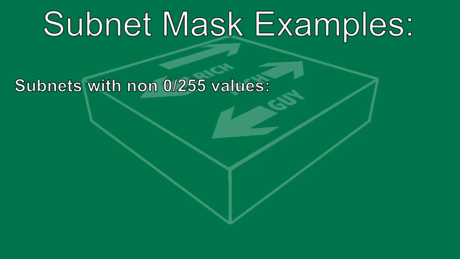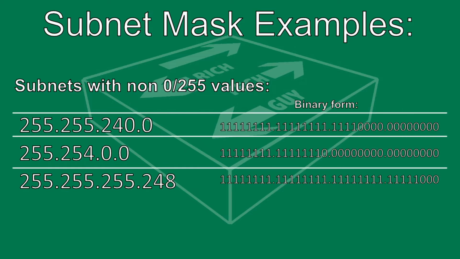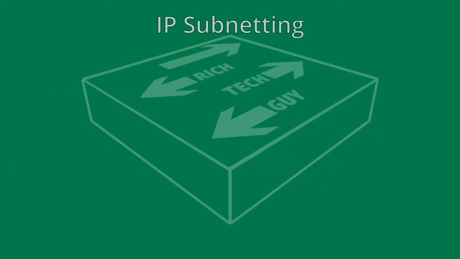Or the other way a subnet mask will be is you will have 255s, and then you will have a number of one of the other 7 values of a subnet mask, and then zeros after that. So say 255.255.240.0, or it would be 255.254.0.0. Okay? So let's take a look at some examples.